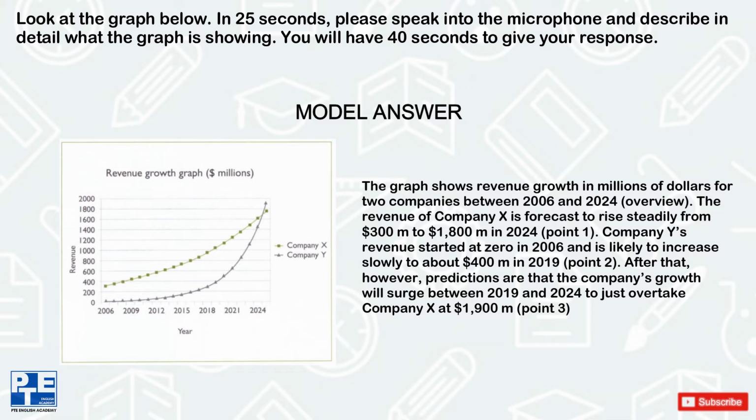Point 2. After that, however, predictions are that the company's growth will surge between 2019 and 2024 to just overtake Company X at $1,900 million. Point 3.